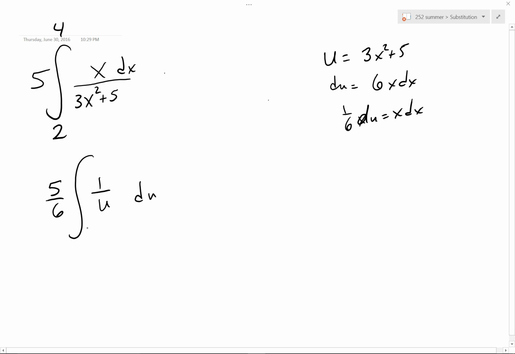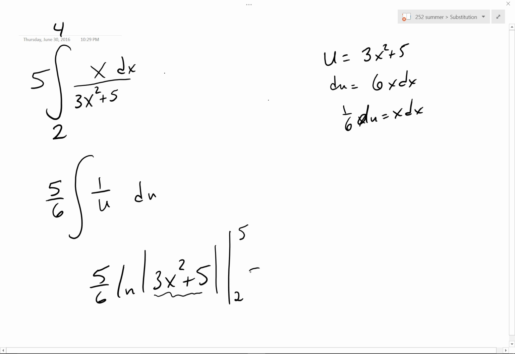Okay, and then you could either do it this way, and so you're going to get 5/6 ln of, and then go ahead and resubstitute. It's the ln of u. Notice that I don't need the absolute value this time in essence because 3x squared plus 5 is always positive. But a good idea is to get in the habit of putting them on there. And that's how it's technically supposed to be. And then plug that 2 and 5 in. So you're going to get 5/6, and then you're going to get the ln of 80 minus 17. Oops, the ln of 80 minus the ln of 17. There we go. Something along those lines.